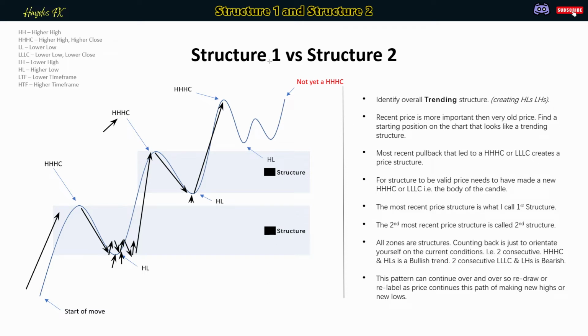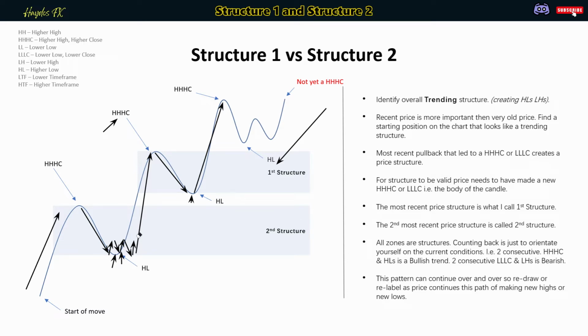The reason I name it one and two is that when I say structure one, it's just my most recent. So say this is where price action is currently. It's my most recent low that actually made a significant higher high and a higher close from it. That would be called my first structure or my primary structure. It's the structure that's closest to current price. Secondary structure is, as the name implies, the second most recent structure to current price.